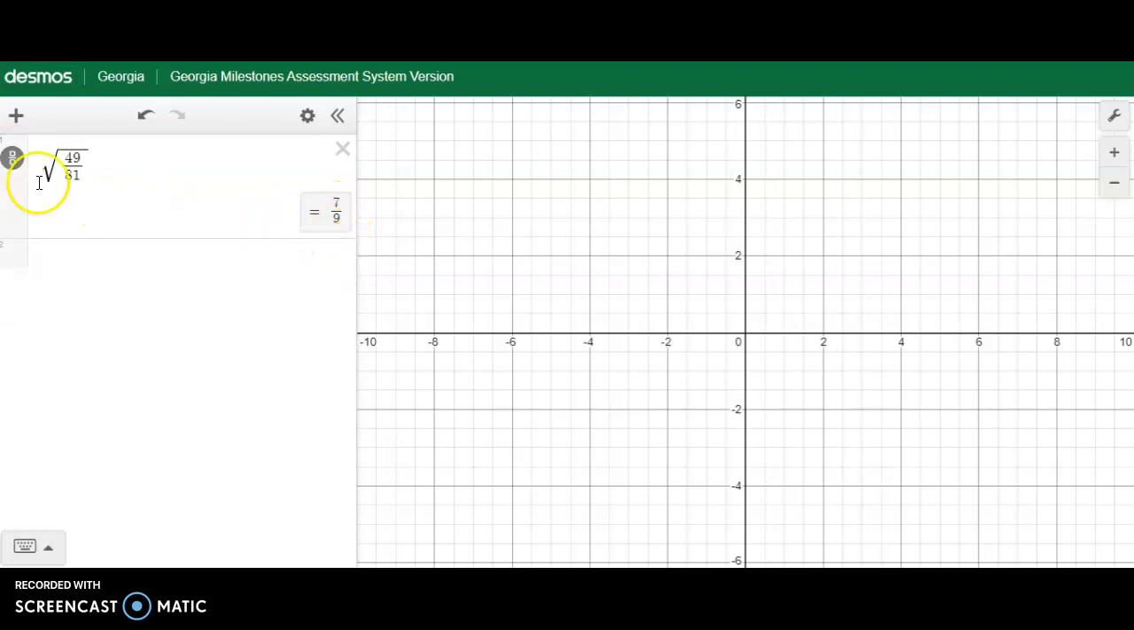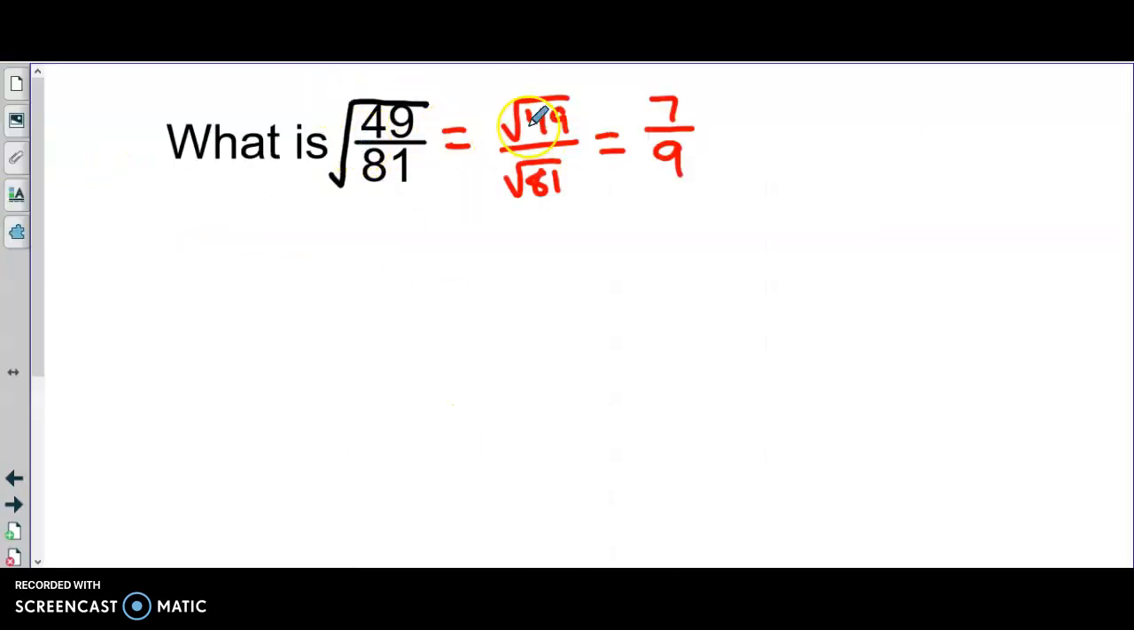And so it does give us, Desmos will work. You can type it in how it looks and change it back to a fraction to get the answer. Or you can split it apart into two separate radicals and get the square root of each. However you want to do it, but your final answer here should be 7/9.